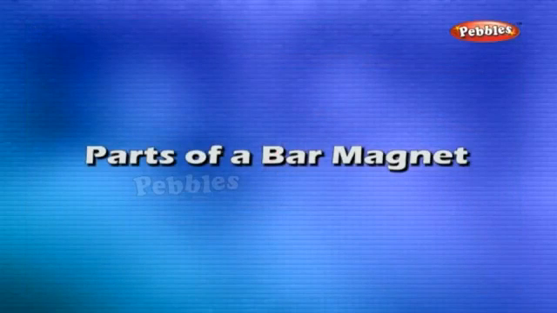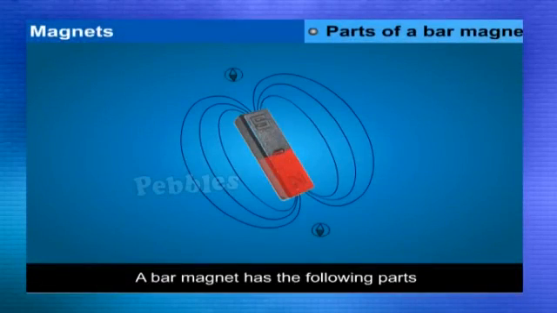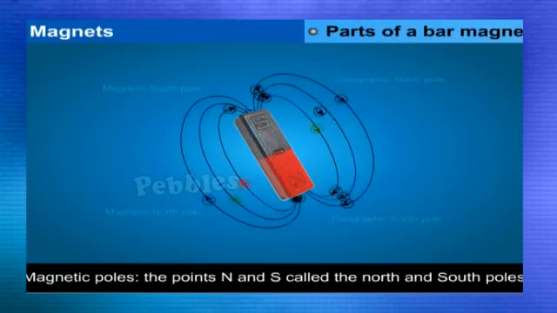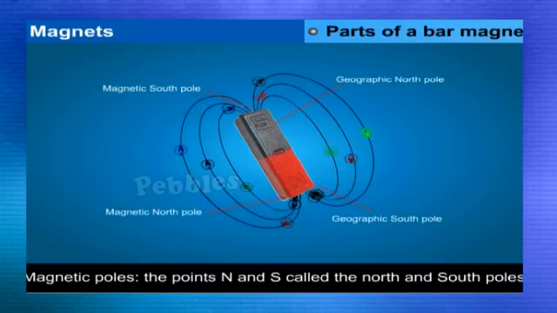Parts of a bar magnet. A bar magnet has the following parts. Magnetic poles. The points N and S at the two ends of a magnet are called the north and south poles of a magnet.